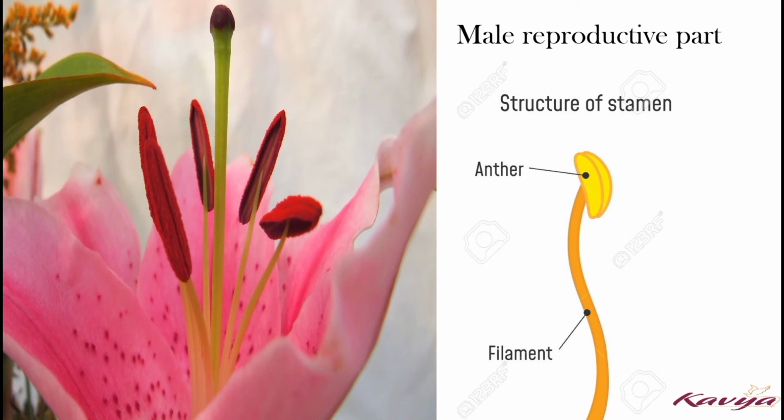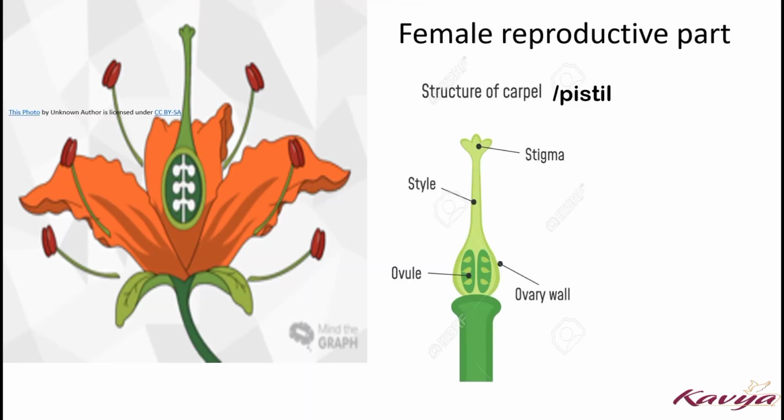The structure is called the filament, and the knot-like part on top of the filament is called the anther. The anther produces a powdery substance called pollen. So we see the stamen is a male reproductive part and it consists of the anther and filament. In the center of the flower rises a flask-like structure, which is a pistil or a carpel.